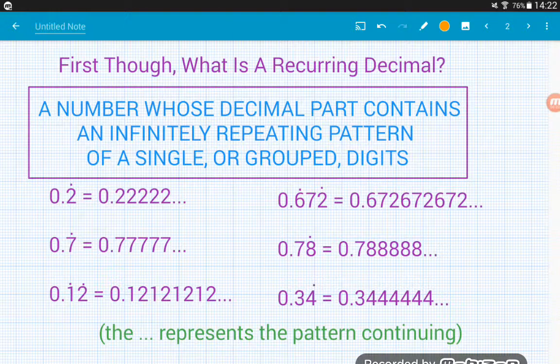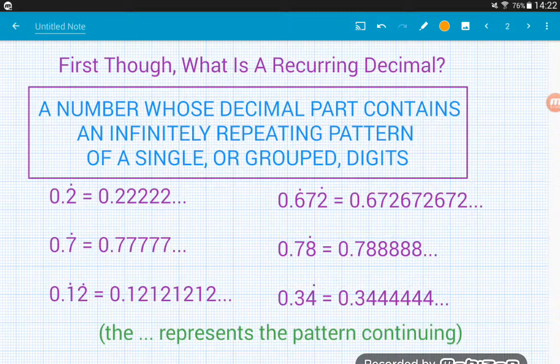So first of all, what is a recurring decimal? A number that has a recurring decimal in it is a number that has either a single digit repeating an infinite number of times, or a pattern that repeats in the decimal place an infinite number of times. So it's a pattern in the decimal place that repeats forever and ever and ever more. All of these here are examples of recurring decimals.